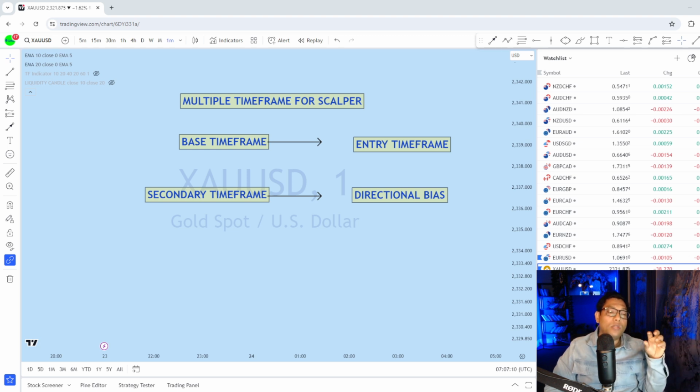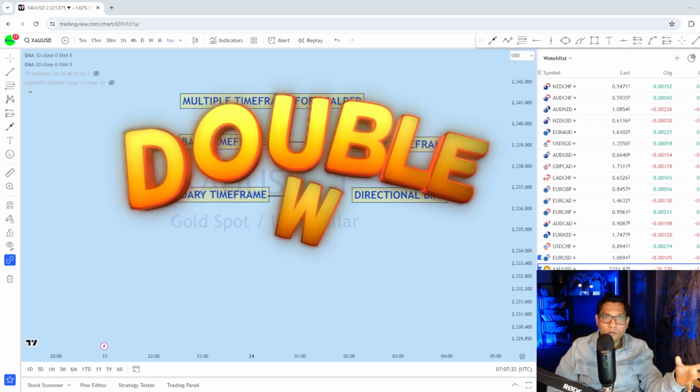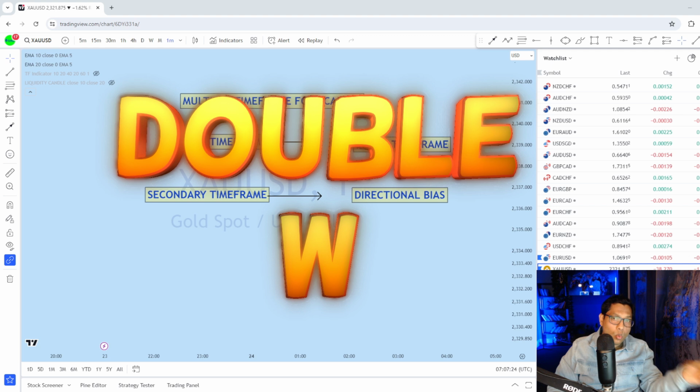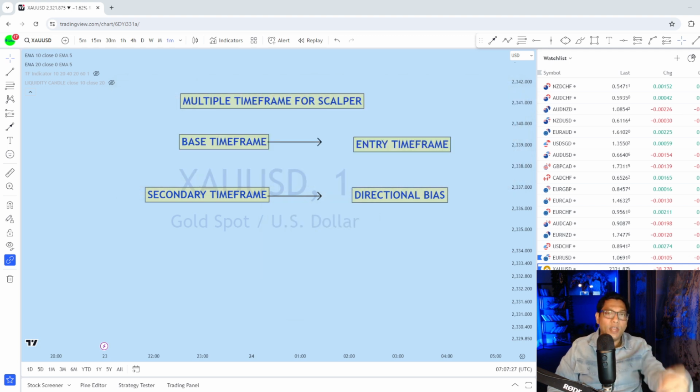When it comes to the base time frame, what we look at is the entry time frame. In fact, you need to answer two most important questions, which I call the double W: which way to trade, when to trade. So when to trade comes from the entry time frame, when to trigger that buy or sell. The other time frame that we must consider is the secondary time frame, which is the directional bias.